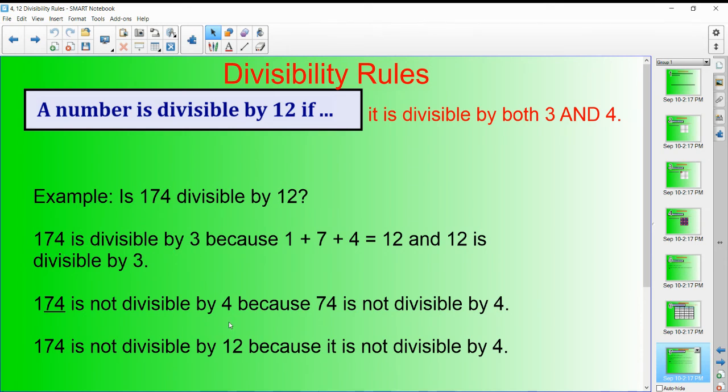Then we check the next rule. So 174 is not divisible by 4, because 74, the last two digits, as a whole number, is not divisible by 4. Therefore, 12 doesn't work, because 3 worked, but 4 did not. So in order to check divisibility by 12, check 3 and 4 and make sure they both work. And those are the divisibility rules for 4 and 12.